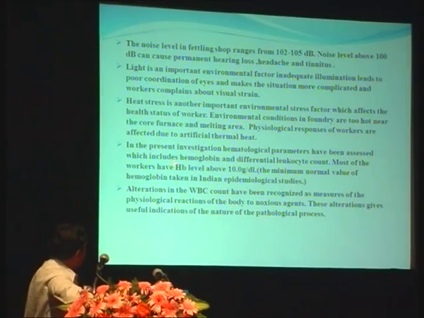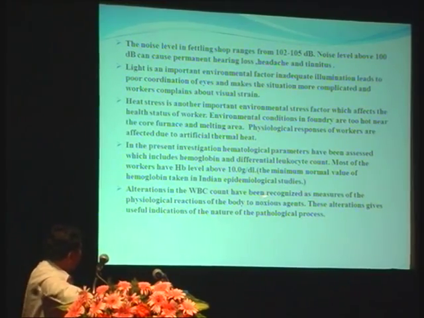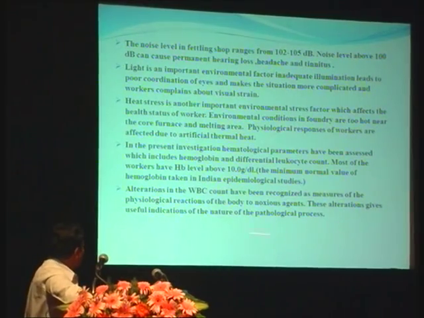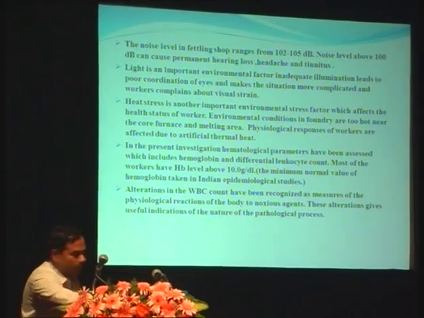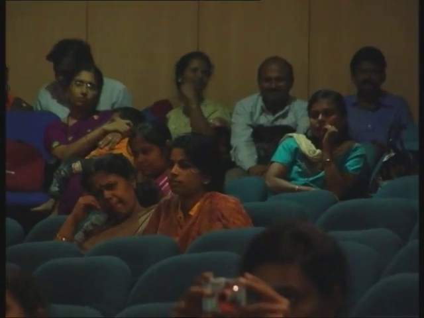In the present investigation, hematological parameters have been assessed, which include hemoglobin and differential leukocyte count. Most of the workers have an Hb level above 10 grams per deciliter. Alteration in the WBC count has been recognized as a measure of the physiological reactions of the body to a noxious agent, and these alterations give useful indications of the nature of the pathological process.